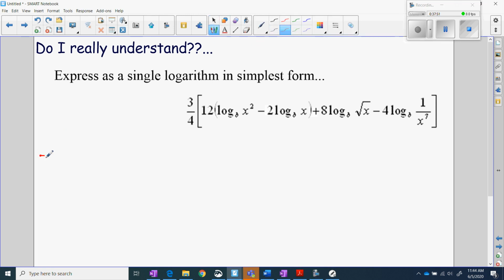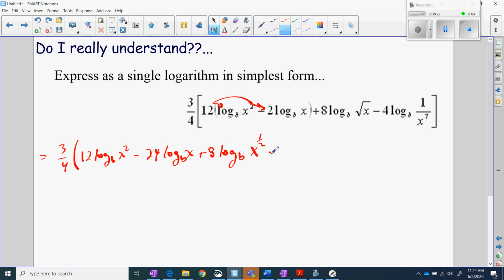So it's going to equal 3/4 on to 12 log of x squared to base b minus 24 log of x to base b. So I've just distributed the 12 into each of these two terms. Still have my plus 8 log base b. I'm going to write this as x to the half. And then minus 4 log base b. And instead of 1 over x to the 7th, I'm going to write that as x to the negative 7th.